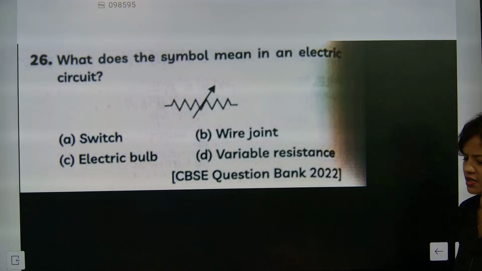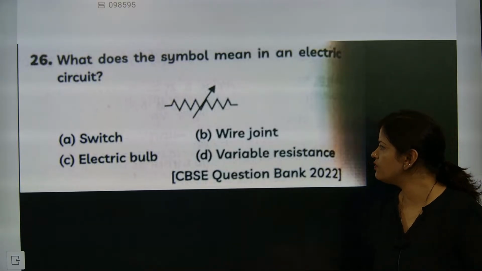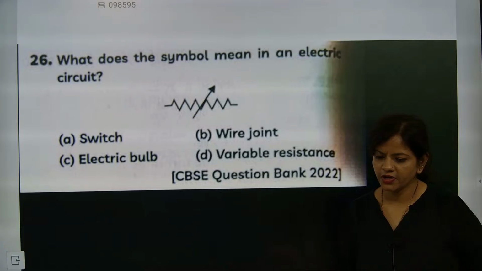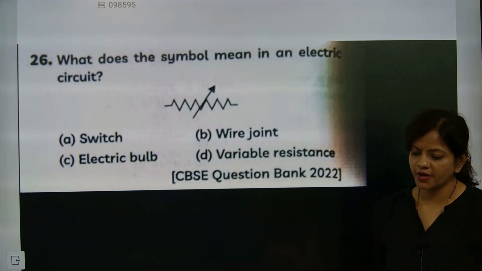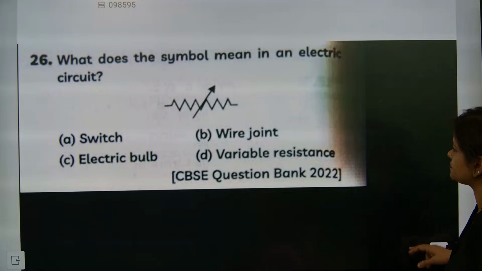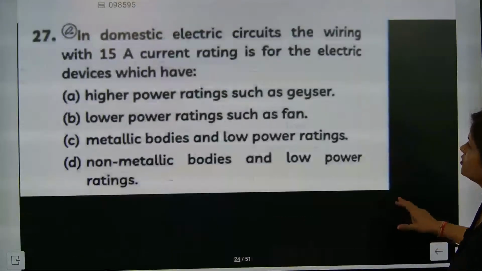Is it switch, electric bulb, wire joint, or variable resistance? Very good, Naren. Correct only. It is variable resistance. Go for this question then.